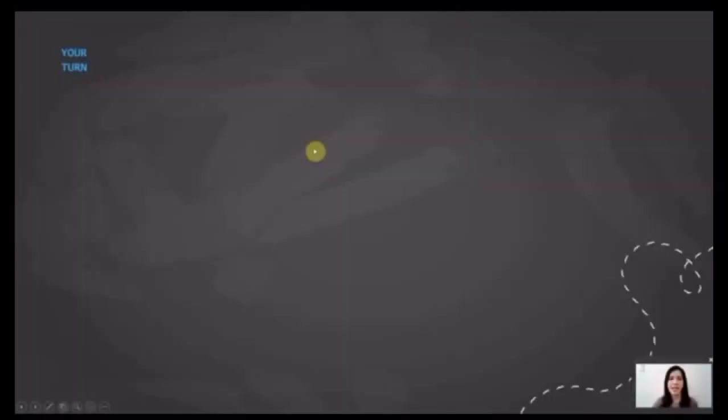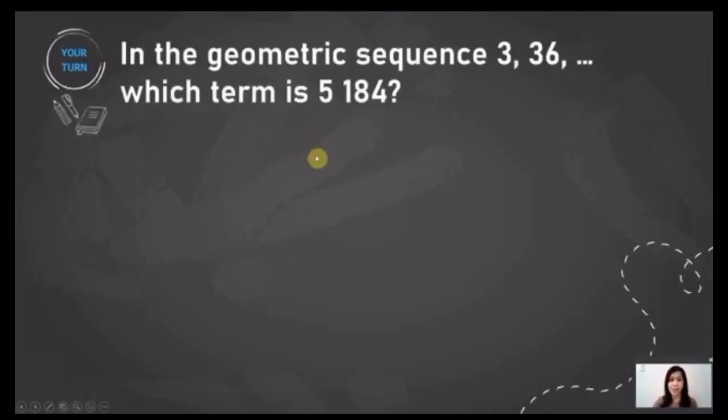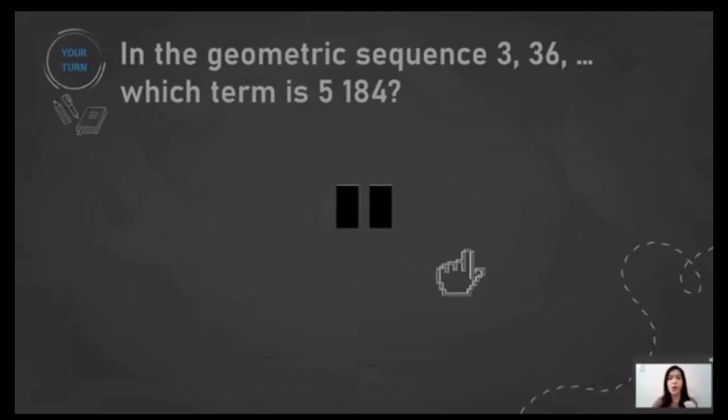Okay? Right, now it's time for you to try finding n for a given geometric sequence. Okay? Now here's the geometric sequence. 3, 36, and so on. You have to find the term position of 5184. Now pause first the video. Once you're done answering, go back to this video to check your answer.